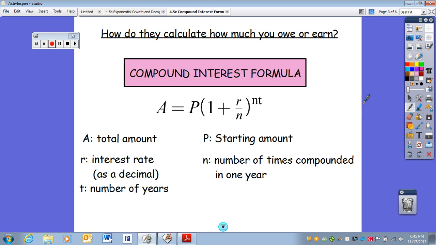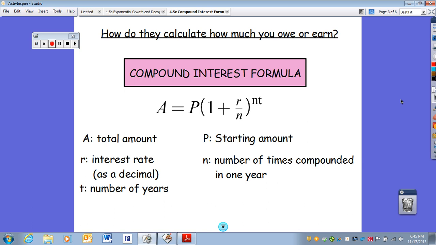So first of all, we are going to work on the compound interest formula. How do they calculate what you owe or what you earn? Now, we aren't going to ask you to memorize the compound interest formula, but you will need to know what each of the letters stands for and how to calculate it. So this is something that definitely needs to be in your notes.